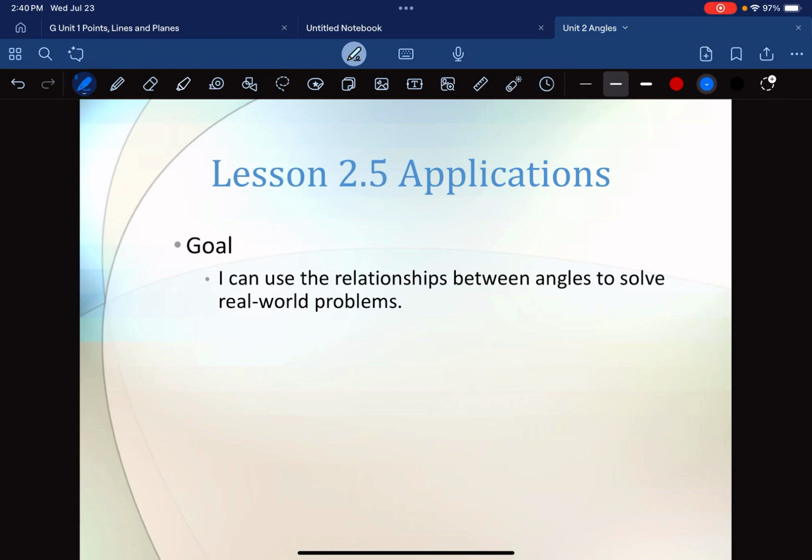All right, this is lesson 2.5, the applications portion of the unit. And we've done some of this already, so maybe these won't be as difficult as you think. I can use the relationships between angles to solve real-world problems. That's our goal.